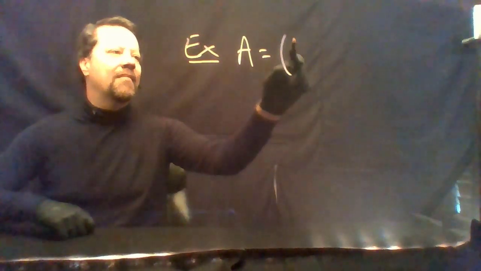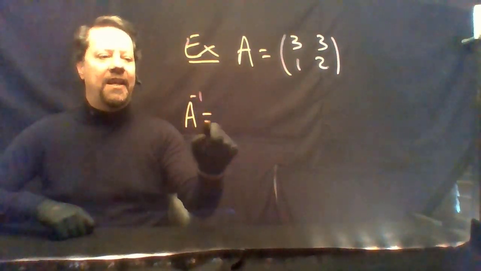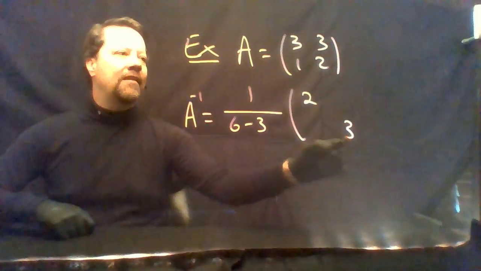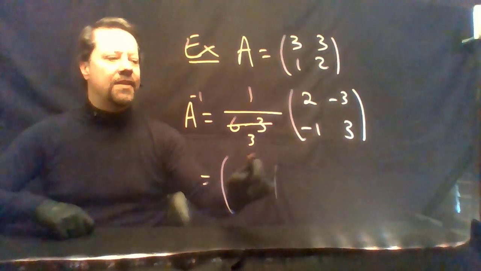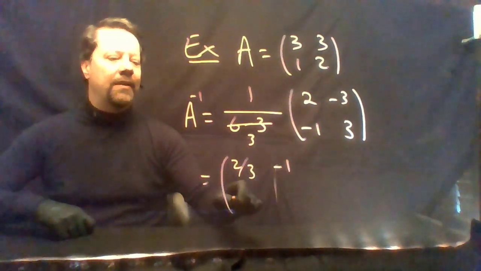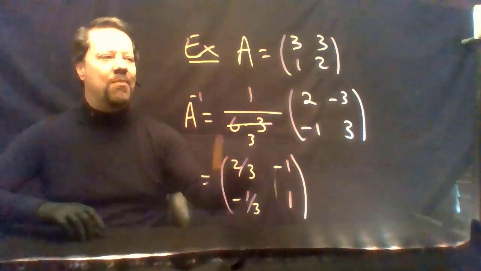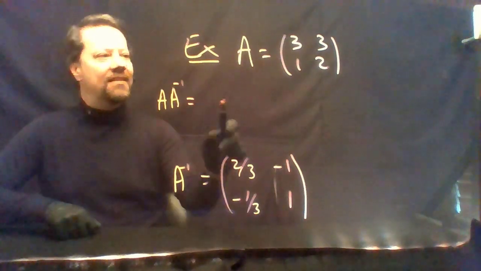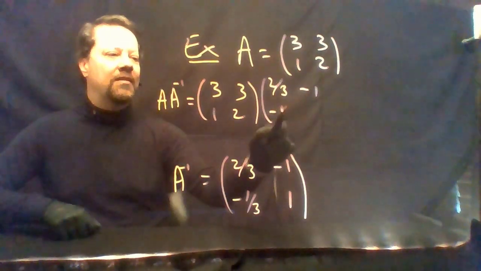For example, suppose A is the matrix 3, 3, 1, 2. A inverse should be 1 over the determinant, that's going to be 6 minus 3, switch the diagonal elements and negate the off-diagonal elements. This gives us the matrix 2/3, negative 1, negative 1/3, 1. We can check this directly by multiplying by the original matrix. Let's calculate A times A inverse.